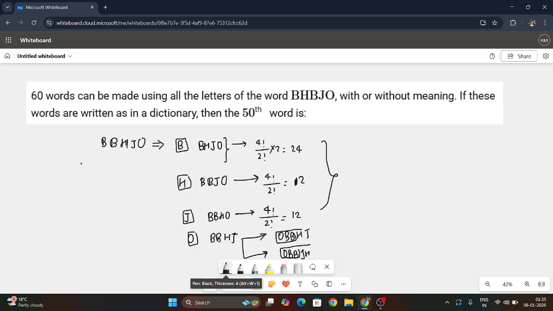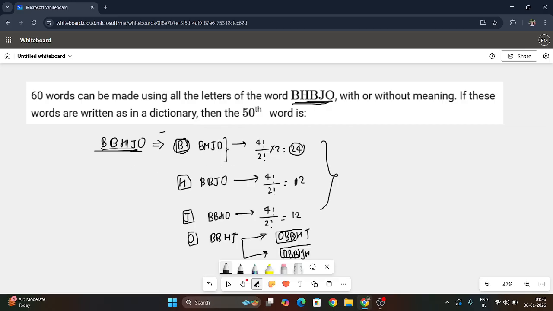सो फर्स्ट ऑफ ऑल हम क्या करेंगे कि ये जो आपका बी एच बी जे ओ लिखा हुआ है इसको अल्फ़ाबेटिकल ऑर्डर में लिखते हैं. तो ये आपका आएगा B B H J O. हमने बी को फिक्स कर लिया, इस बी को फिक्स किया और इसको कितने तरीके से लिख सकते हैं 1 2 3 4. सो 4 फैक्टोरियल डिवाइड बाई, दो बार बी आया है, डिवाइड बाई 2 फैक्टोरियल. हो सकता है कि ये वाला बी यहाँ पर आए या ये वाला बी आए, तो हम मल्टीप्लाई बाई 2, ये हो जाएगा आपका 24.